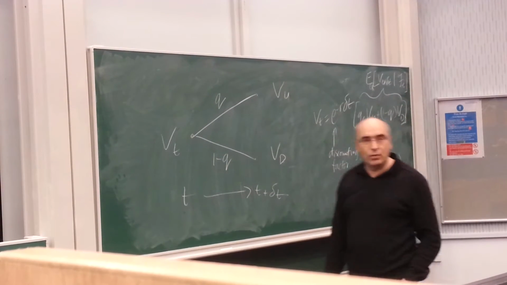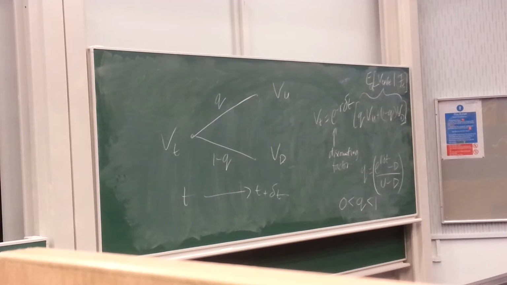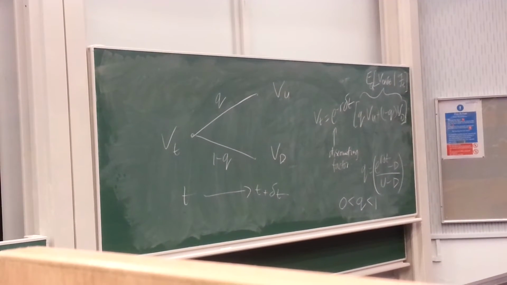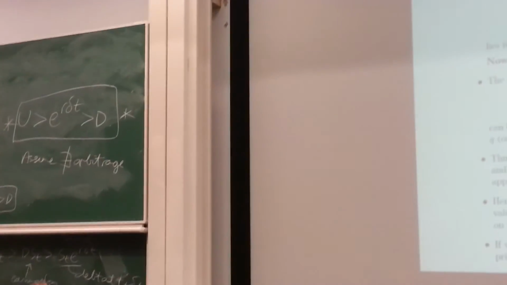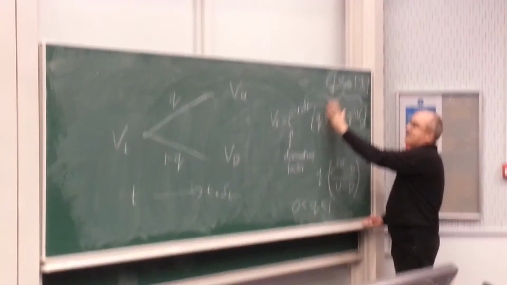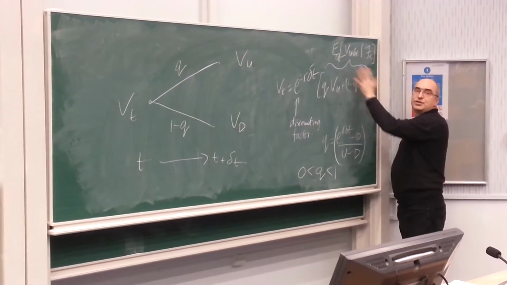It is not the real world probability. The share price goes up with real world probability P or down with real world probability 1 minus P. What I've actually got here is an expected value. This is the expected value of the future share price.